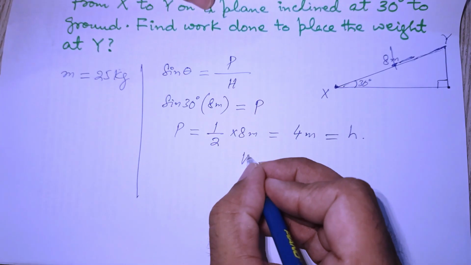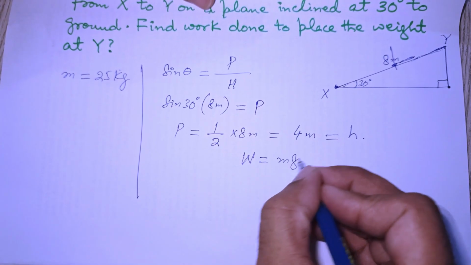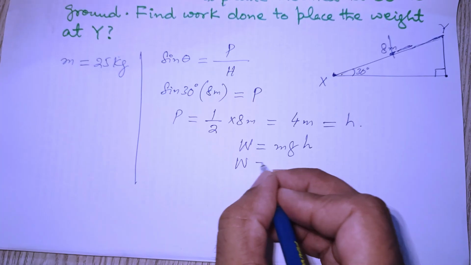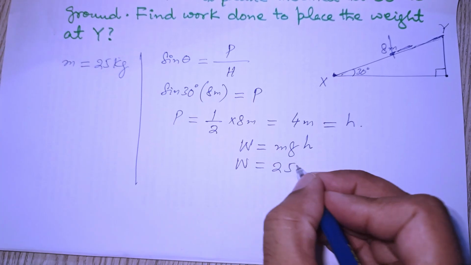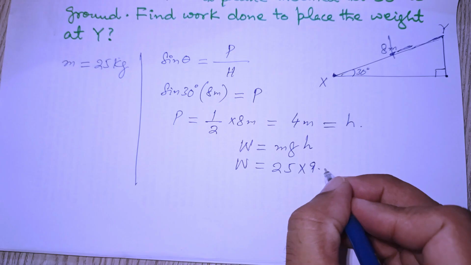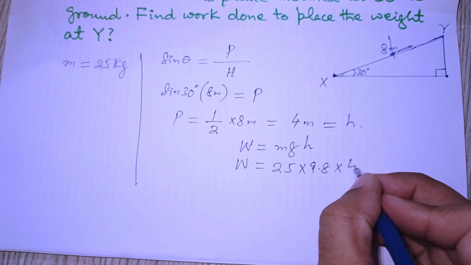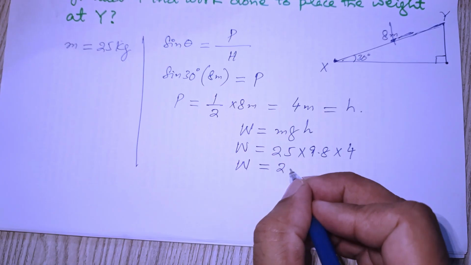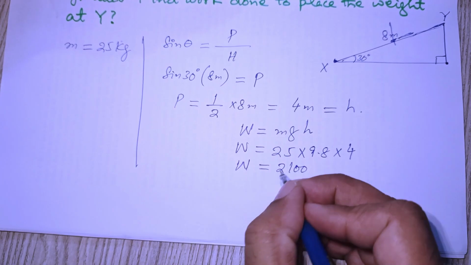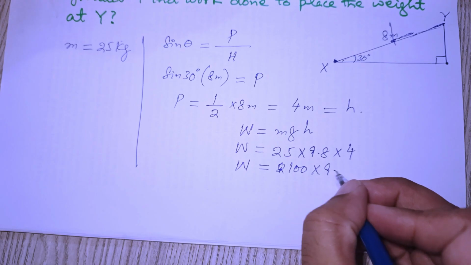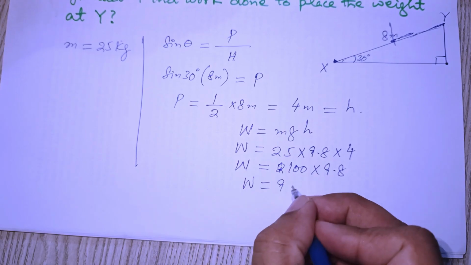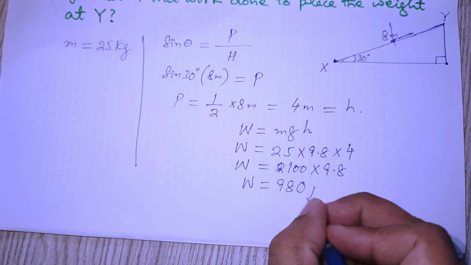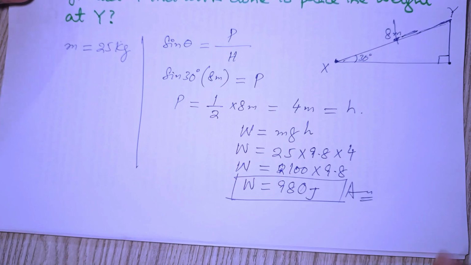Now we have to find out W. W is equal to mgh. M is 25, g is 9.8 and h is 4. So this will be how much? 25 into 4 is 100, and 100 into 9.8 will be 980 joules. This is your answer. Move to the next one.